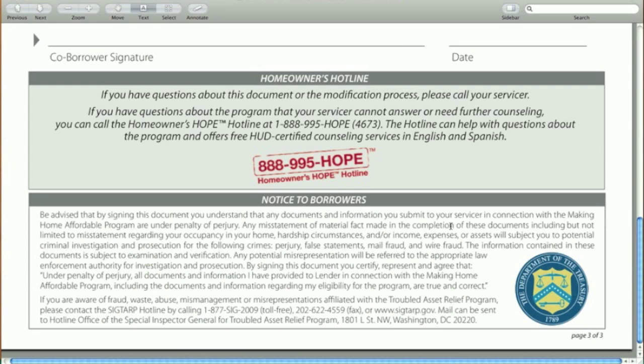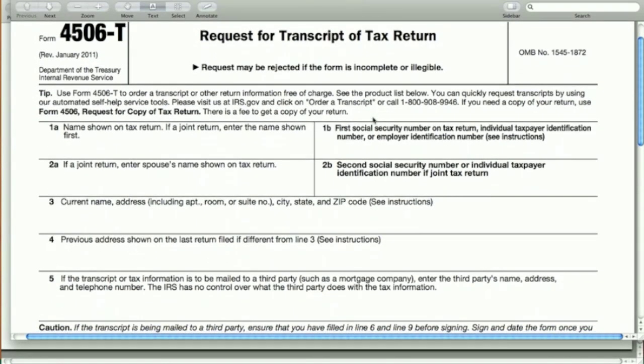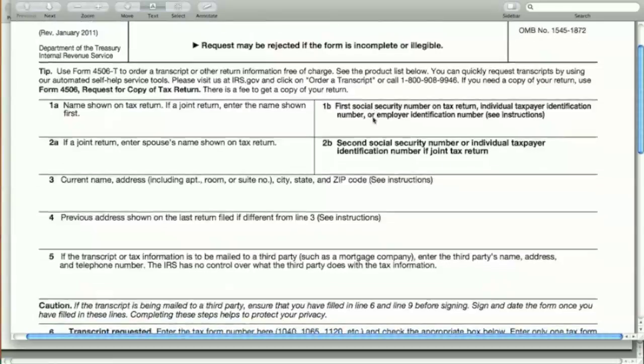Absolutely, it's going to. So let's go on now to the 4506T. Okay, so this is what's called a 4506T. This is a request for a transcript of tax return. This is where I was talking about previously, where the lender's going to request from the IRS copies of or transcripts of your tax returns over the past couple of years.